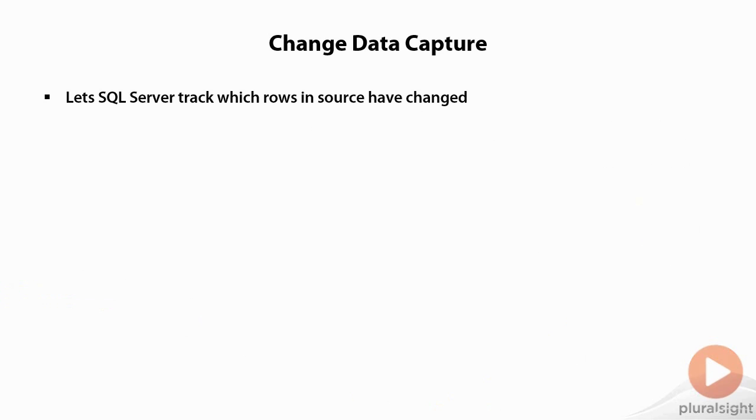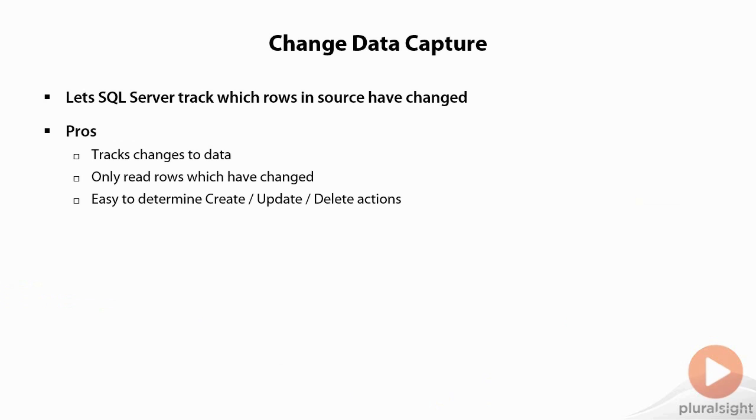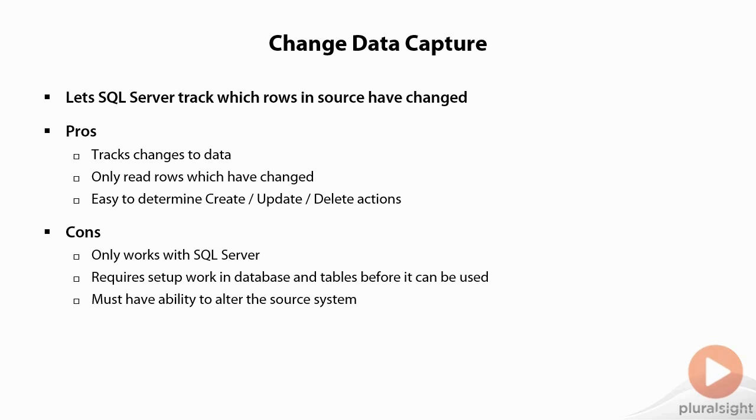What better way to determine which columns have changed in your database than to let SQL Server just tell you? The technique for using this is called change data capture. With change data capture, SQL Server tracks all changes to a particular table, or tables that you have set up. This allows us to only read which rows have changed in your source database. In addition, it's very easy to determine whether that change was a create, update, or delete because SQL Server just tells us. It does have some downsides.